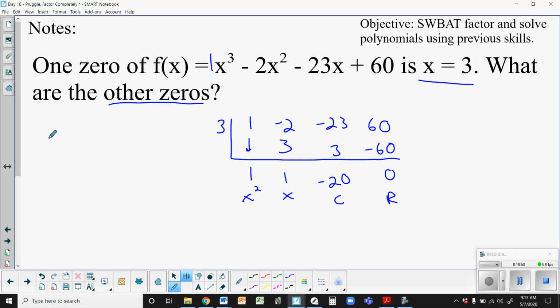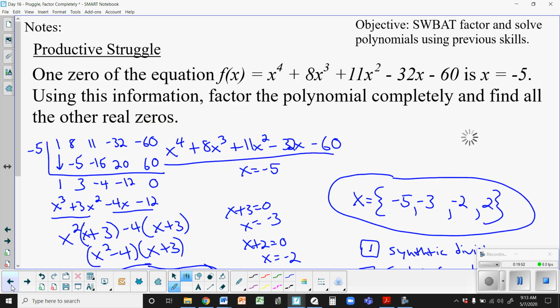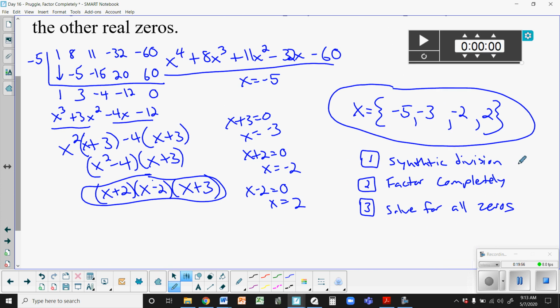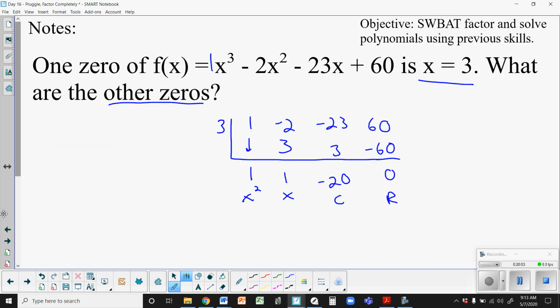So the thing that we need to do next, if we go back to our notes here, it says synthetic division, check. And then we want to factor completely, and then we're going to solve for all the zeros. So let's factor completely. We have to factor this x squared plus x minus 20. How many terms do we have? That's right, we have 3 terms. So with 3 terms, we're going to do the RS method.